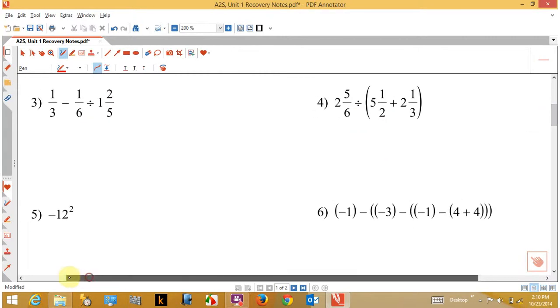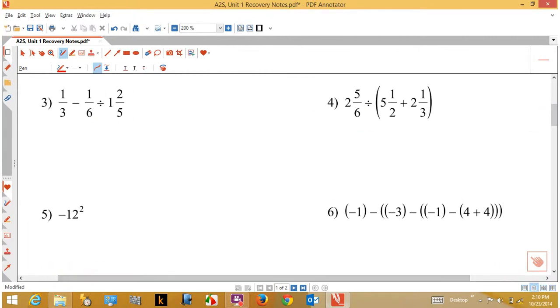Now we have a couple problems here with fractions. We'll still use order of operations, so I'll have to do the division before the subtraction. However, I need to change all my mixed numbers into improper fractions, so this would be 1/3 minus 1/6, and now 5 times 1 is 5, plus 2, that would be divided by 7/5. So I'm going to do this division step first. That would be 1/6 divided by 7/5. We can almost think of this as in parentheses. So 1/6 divided by 7/5.